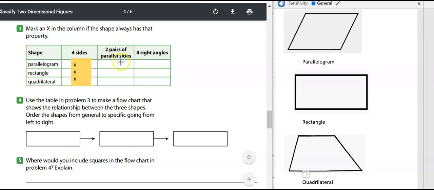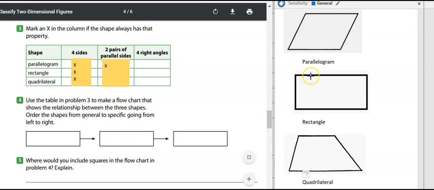2 pairs of parallel sides. Now again, remember we said parallel sides are sides that are the exact same length that will not cross. So I see my parallelogram has 1 pair of parallel sides, and I see that it has another pair of parallel sides, so that makes 2 pairs of parallel sides. So I'm going to put an X for my parallelogram.